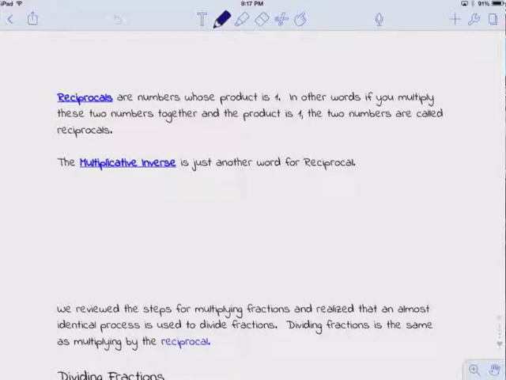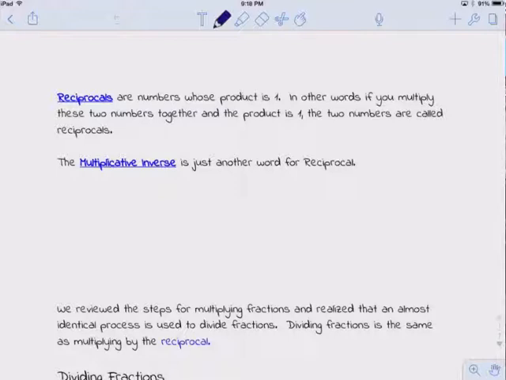The way we find reciprocals, that's what a lot of times students say, oh, they're numbers that are flipped. It's not the numbers that are flipped that make them reciprocals, it's the fact that their product is 1. But yeah, in essence, we do flip them.